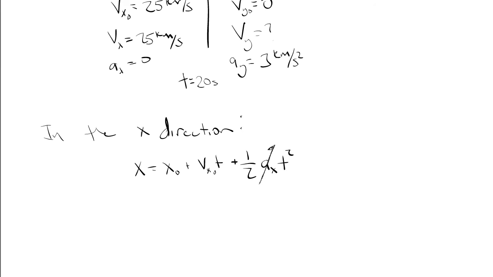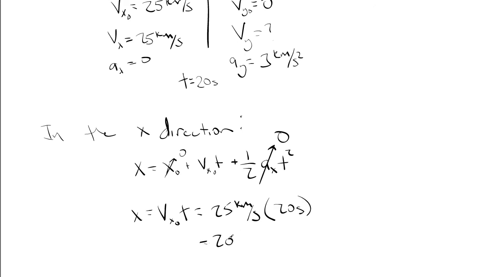There is no acceleration in the x direction, so that term goes away, and I'm just left with this nice simple equation. Right? x naught is also 0, so our final position is just going to be equal to our initial x velocity times time. And I can just plug in my numbers. 25 kilometers per second times 20 seconds. So my displacement, or the distance traveled in the x direction, is 500 kilometers.